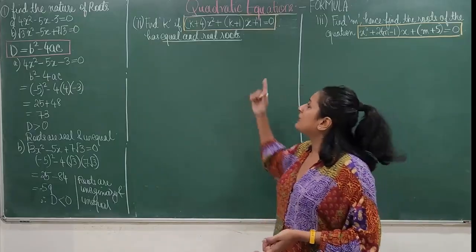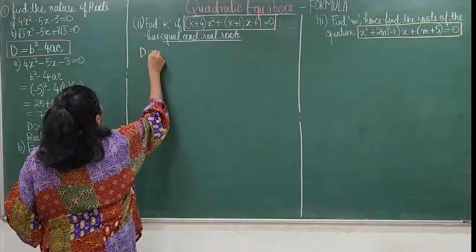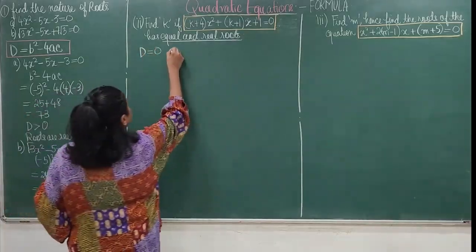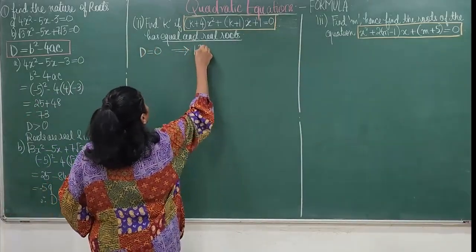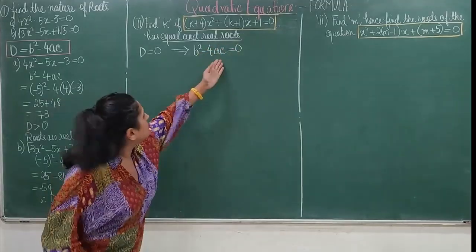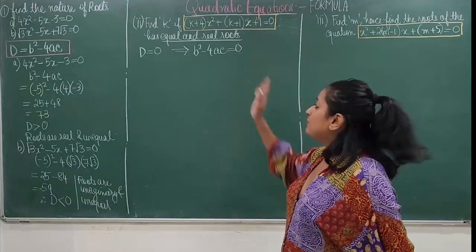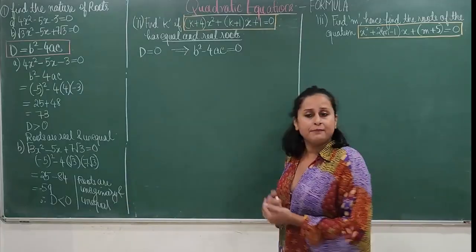When do the roots become equal and real? When the discriminant becomes equal to 0. That means b square minus 4ac becomes equal to 0. This is when the roots become equal and real, isn't it? So this is my first step. This is the first step that I am taking.